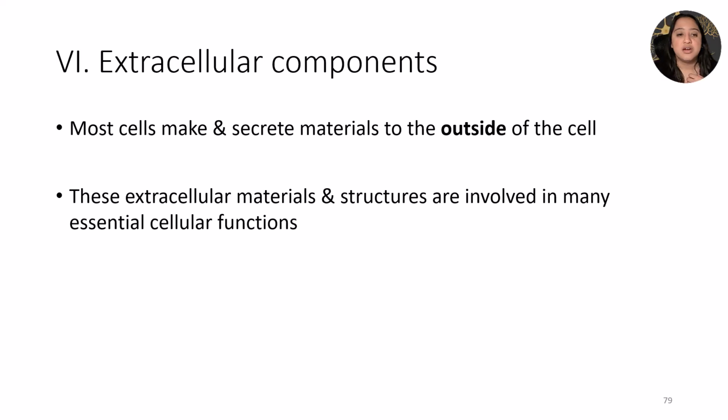Okay. So outside of the cell, there are also some structures. Some parts of the cell stick out. These are called extracellular components. Extra means outside. So these are components that are outside of the cell. Most cells make and secrete materials to the outside of the cell. They do this to share resources or communicate with each other, especially. And so these extracellular materials and structures are involved in many essential cellular functions.